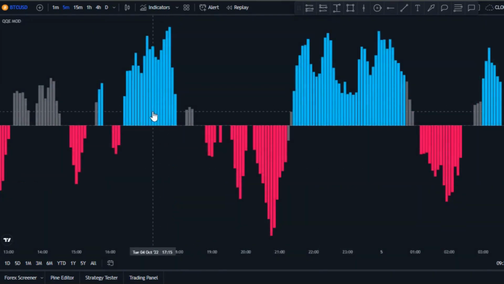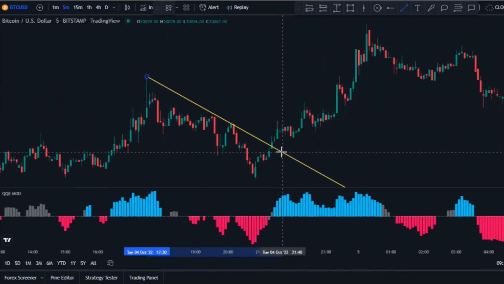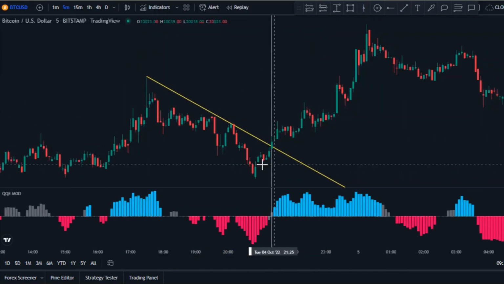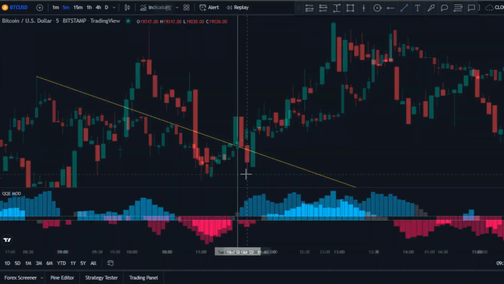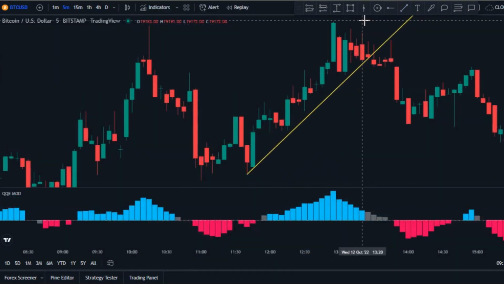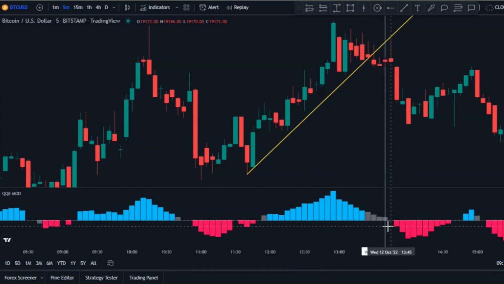When blue bars appear in the histogram of the QQE Mod, it means that we are in uptrend. And when there are red bars in the histogram of the QQE Mod, it means that we're in a downtrend. So we should only take sell signals. And look at here and see how accurate this indicator is. Exactly when the trend direction of the market changes, the color of the QQE Mod also changes from red to blue. And here, exactly when the market trend changes from uptrend to downtrend, the QQE Mod histogram changes from blue to red. And this is absolutely great.